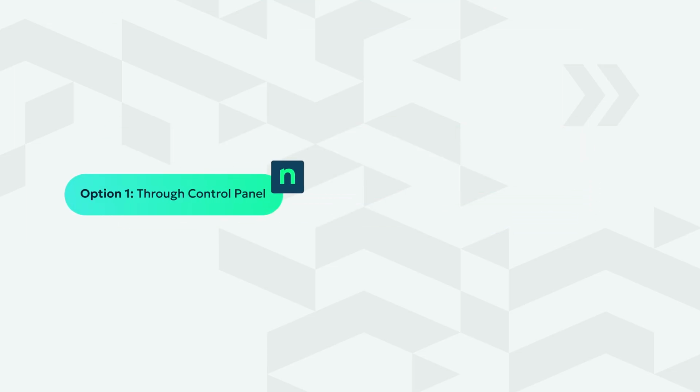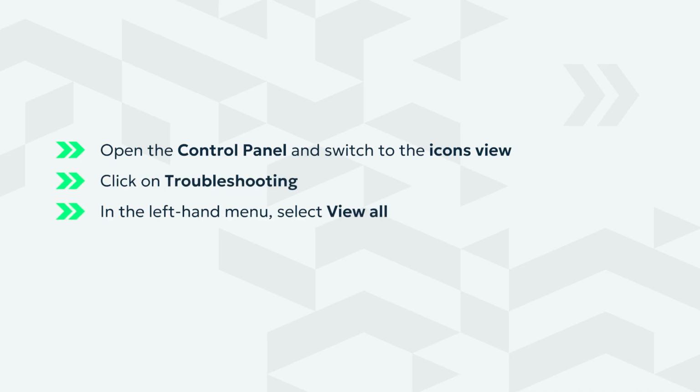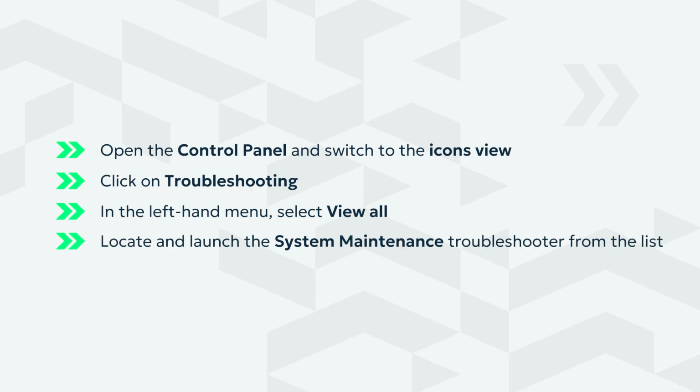Option 1. Through Control Panel. Open the Control Panel and switch to the Icons view. Click on Troubleshooting. In the left-hand menu, select View All. Locate and launch the System Maintenance Troubleshooter from the list.